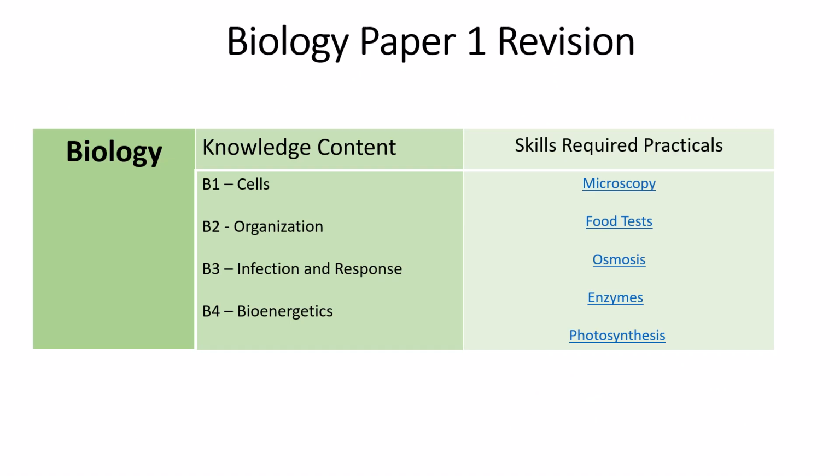Biology Paper 1 covers 4 units, B1 cells, B2 organisation, B3 infection and response and B4 bioenergetics. Like all the Science GCSEs, you'll be expected to answer questions based on the required practicals you did in lesson. Biology Paper 1 has the most required practicals linked to it: microscopy, food tests, osmosis, enzymes and photosynthesis.